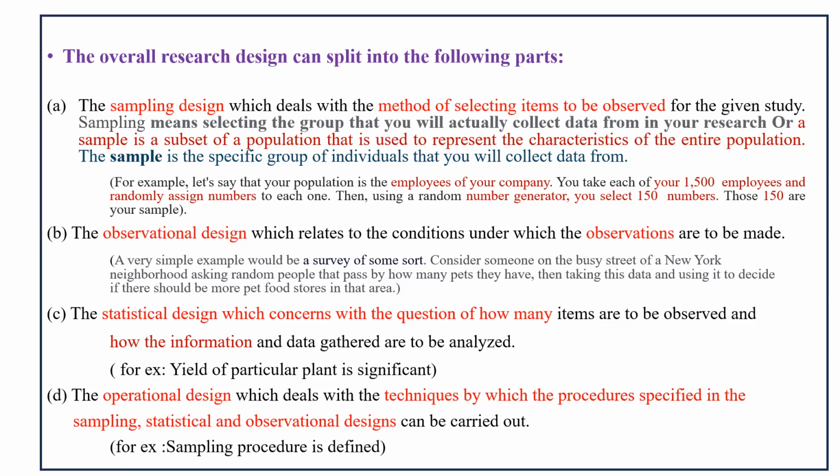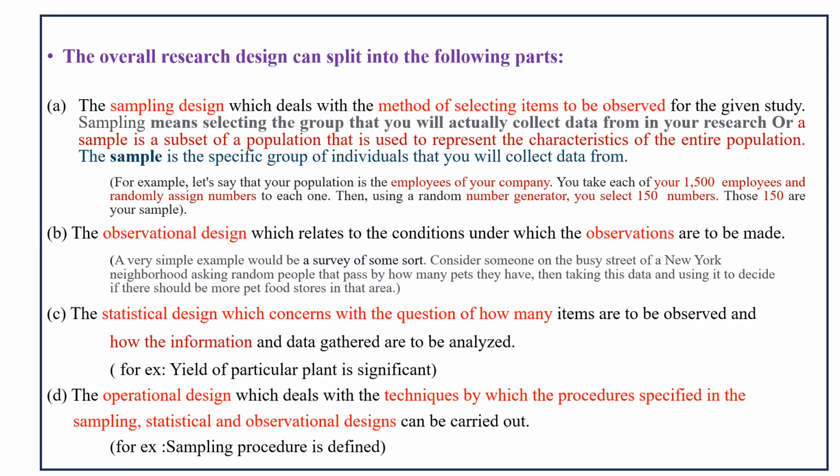The next is called observational design, where generally the observation is done and accordingly the design is prepared. For example, consider that someone is busy on a street in New York, asking in the neighborhood, randomly asking whoever is passing on the road how many pets they have, and gathering the data, observing that, oh, this particular person has 2 pets.